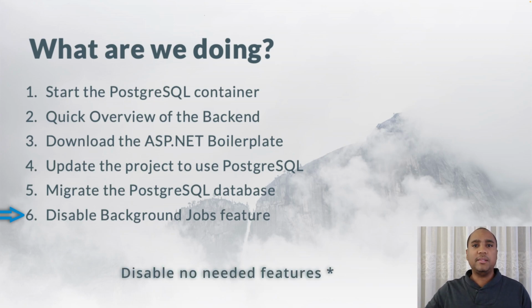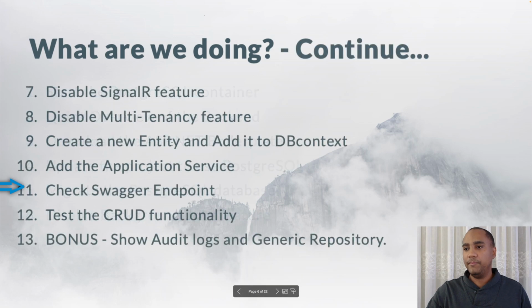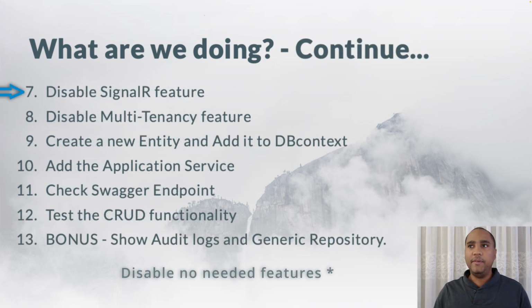Again, we're going to start up just the most simple project. So that's why we're going to be deleting or removing some features that right now we don't need. Again, for number 7, we're going to disable the SignalR feature. We're going to disable the multi-tenancy feature.